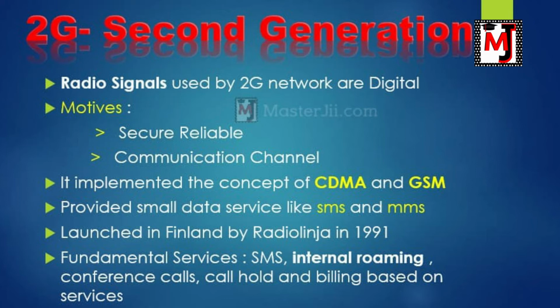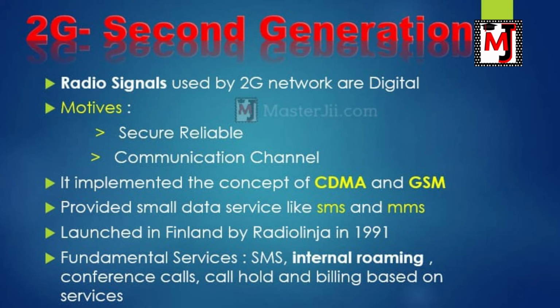Second generation 2G cellular telecom networks were commercially launched on the GSM standard in Finland by Radio Linja, now part of Elisa Oyj, in 1991. 2G capabilities are achieved by allowing multiple users on a single channel via multiplexing. During 2G, cellular phones are used for data also along with voice.